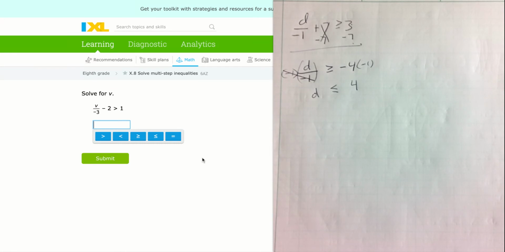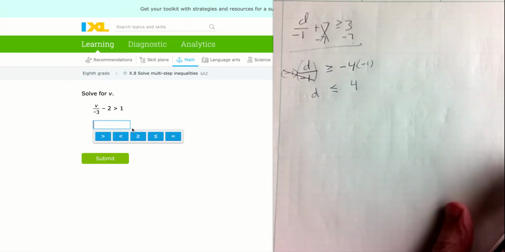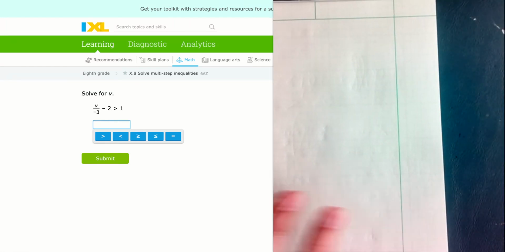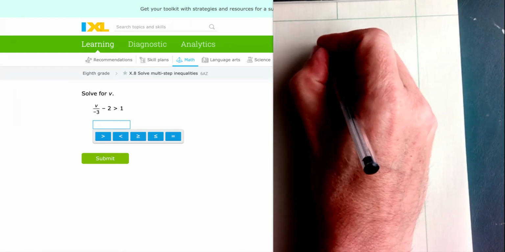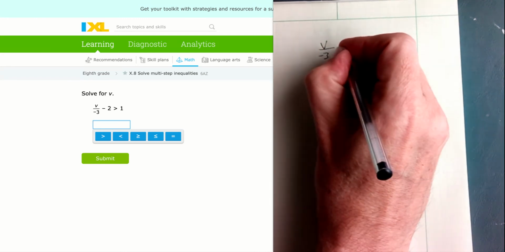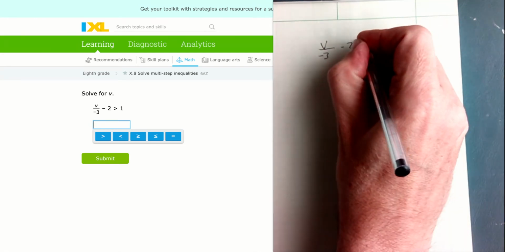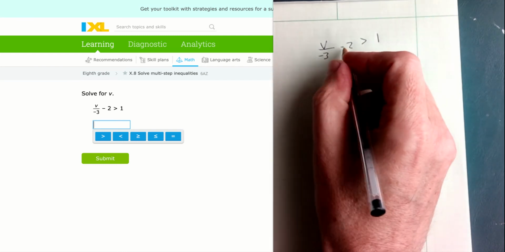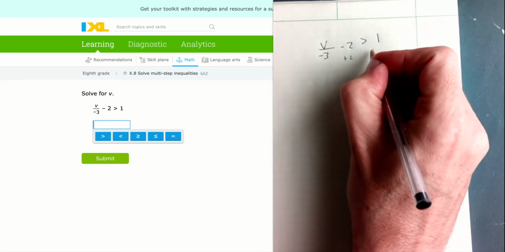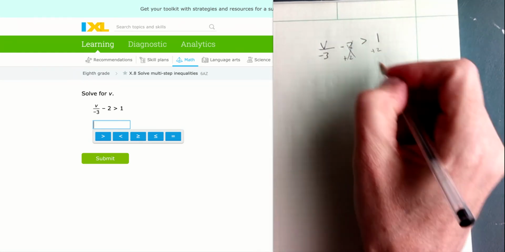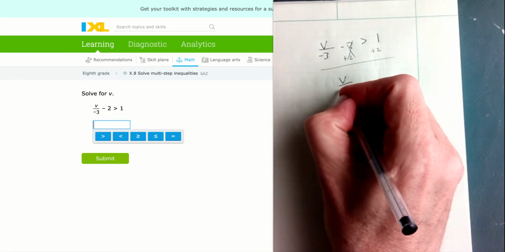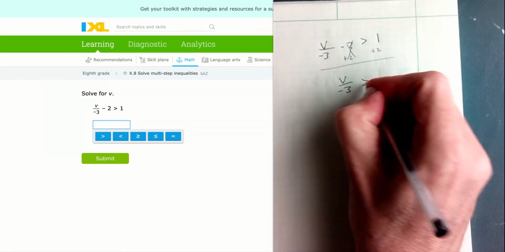Again, this one looks just like that last one, so let's just quickly do it, and we'll move on. So again, I'm going to have v over negative 3, minus 2, is greater than 1. First thing I'm going to do is add 2 to both sides to get rid of the 2. That's going to leave me with v over negative 3 is greater than 3.